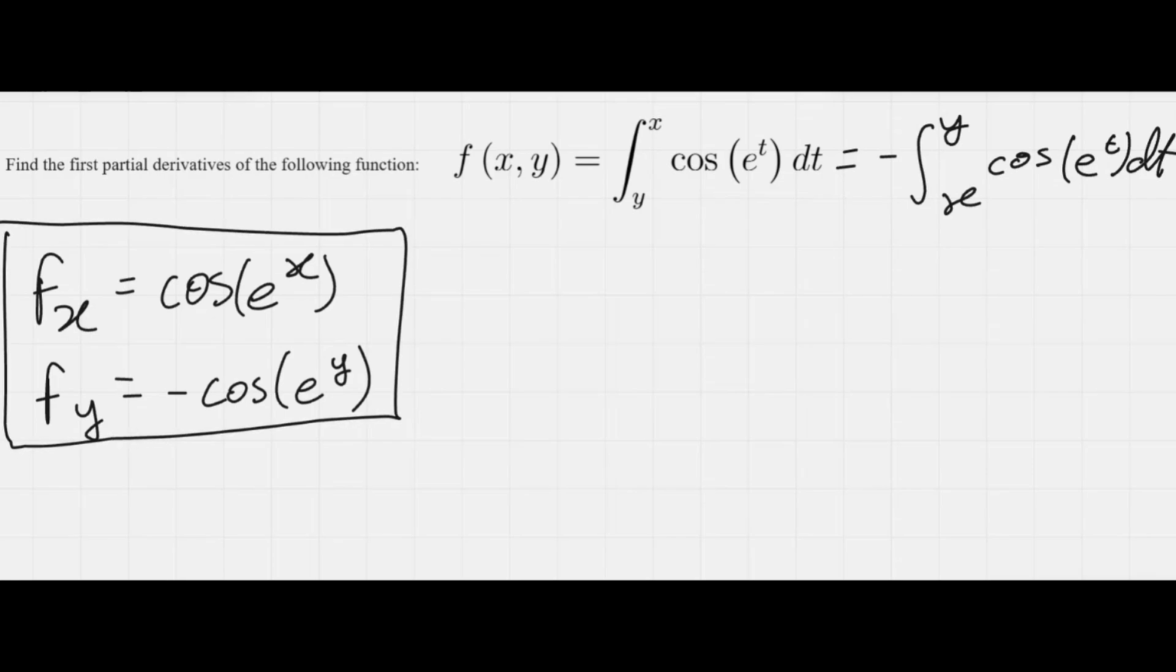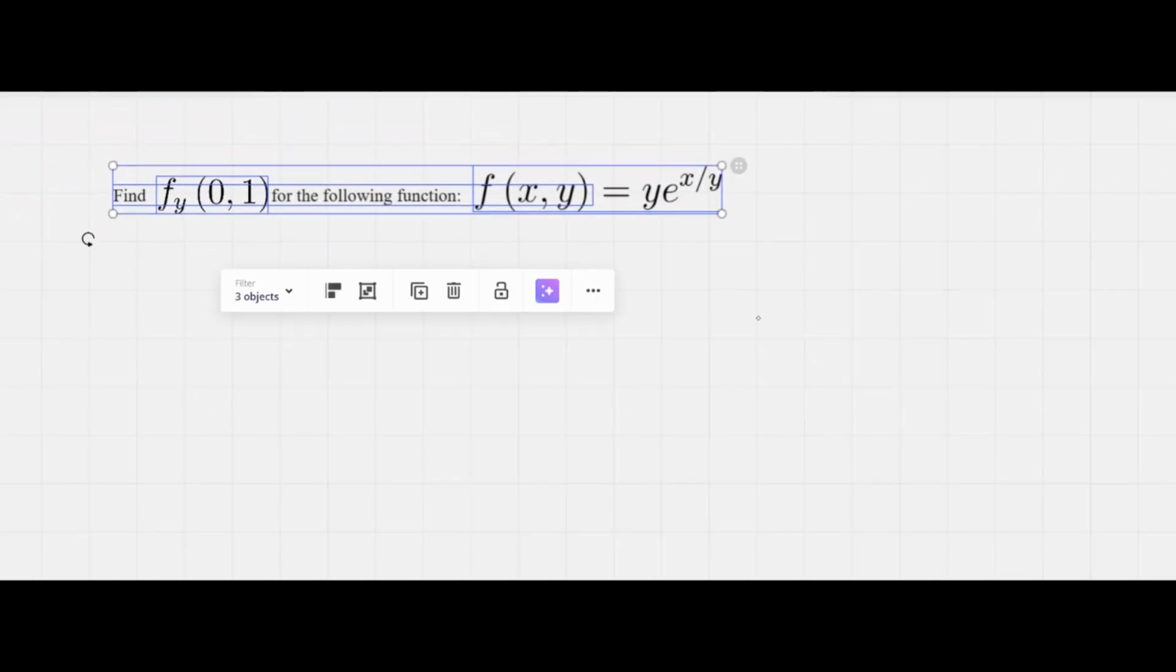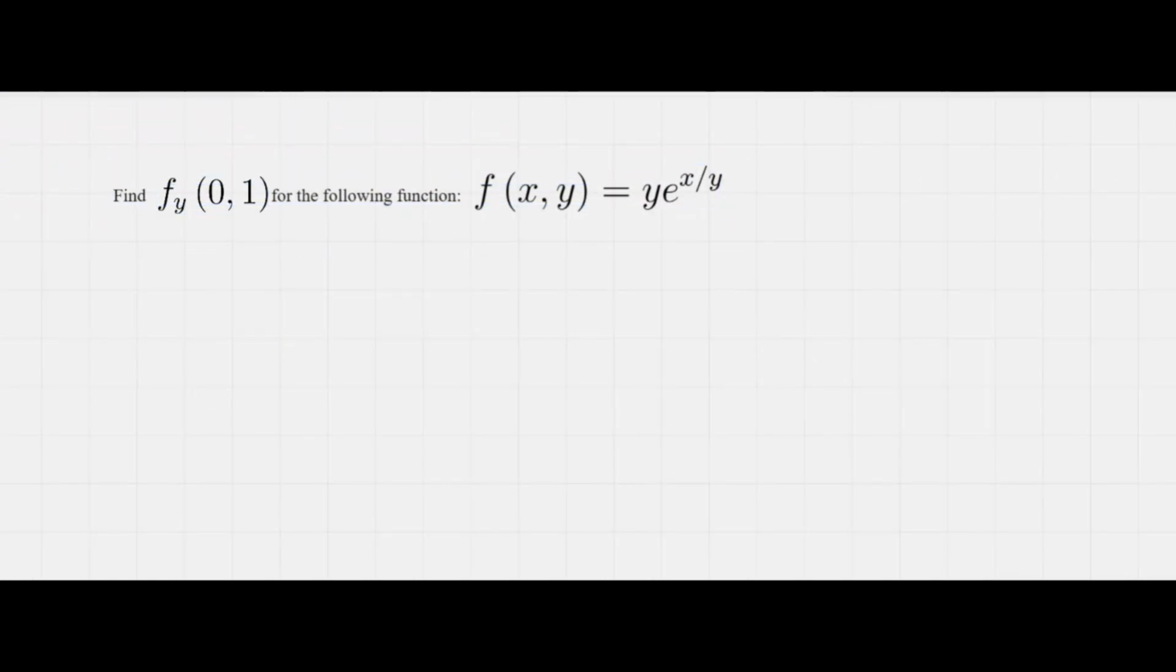Let's look at one more example problem. Similar to the previous problems, this problem is asking us to find the partial derivative with respect to y at the point (0, 1) for the following function, where f of x, y is equal to y times e to the power of x over y. The key to this problem is understanding that we simply look at x as a constant, and that we have to use product rule, because we have basically two terms containing y over here.